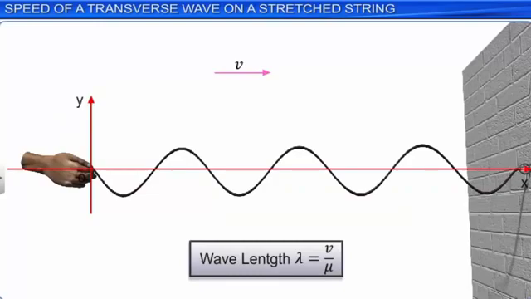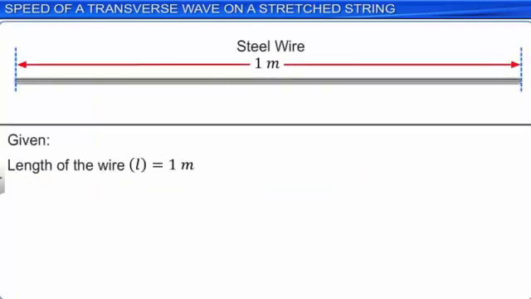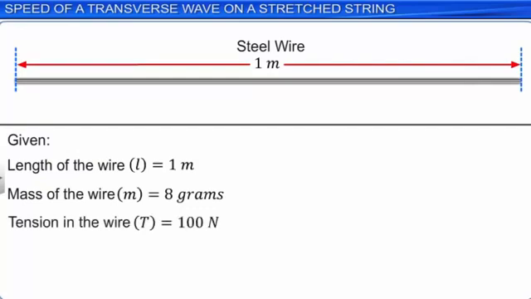A steel wire 1 meter long has a mass of 8 grams. If the wire is under a tension of 100 Newton, what is the speed of the transverse waves on the wire? Mass per unit length mu is expressed as 8 into 10 raised to the power minus 3 divided by 1, which is 8 into 10 raised to the power minus 3 kilogram per meter.